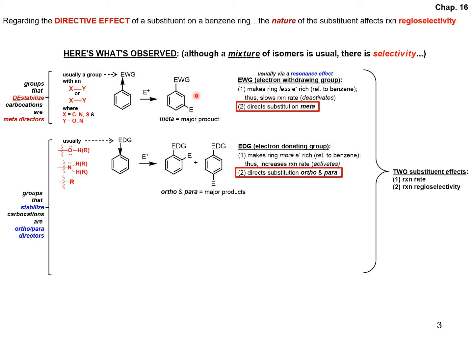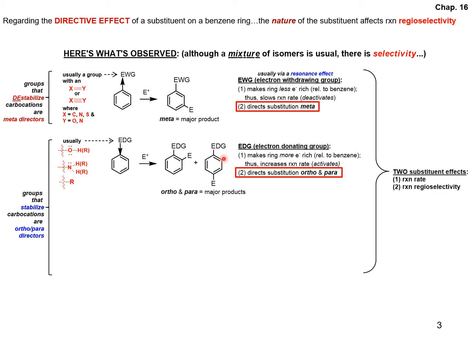If the group attached to the ring is an electron donating group, for example an alkyl group, or even better, a group that has non-bonded electrons on the atom directly attached to the ring, this will increase the rate of reaction.